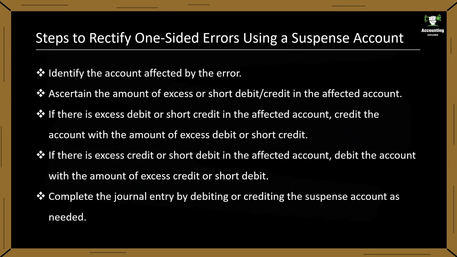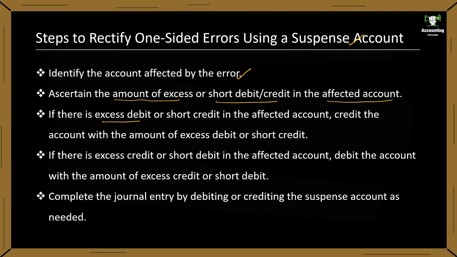Let us see the steps to rectify one-sided errors using a suspense account, that is, errors that do affect the trial balance. First, you have to identify the account affected by the error. What is the account that is affected by the error? In this case, it was Divakar and Sons. We did not take sales to Divakar and Sons. Ascertain the amount of excess or short debit or credit in the affected account. We have to say whether there is excess debit or short debit or excess credit or short credit.